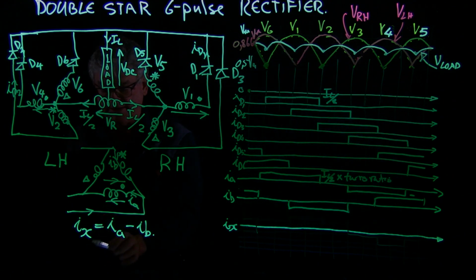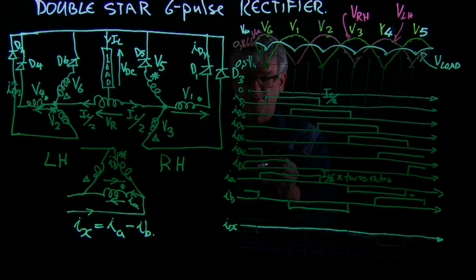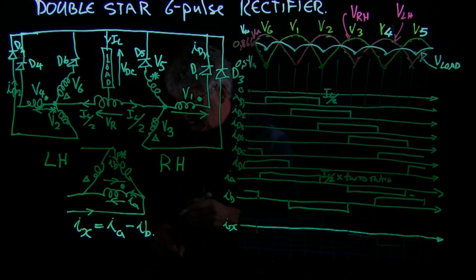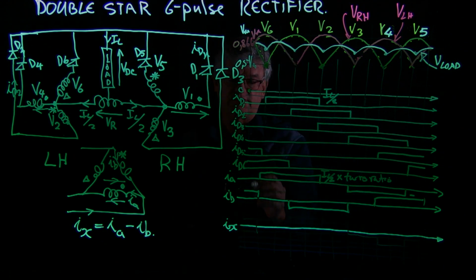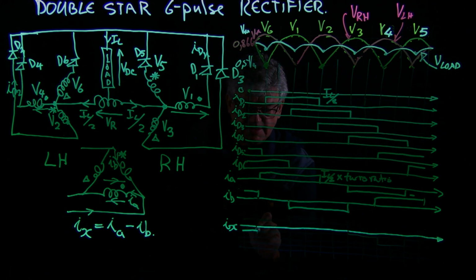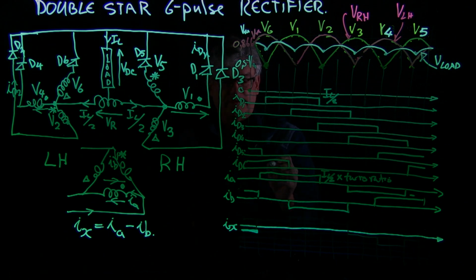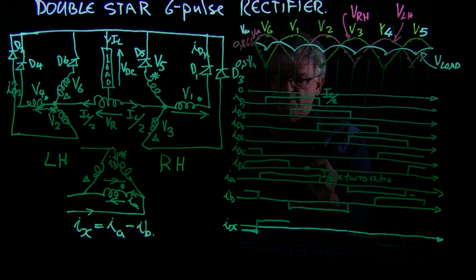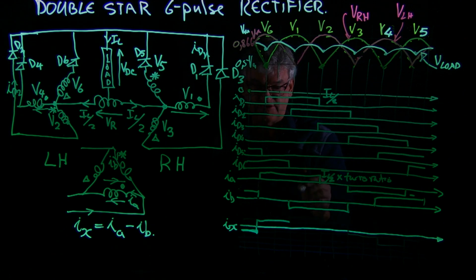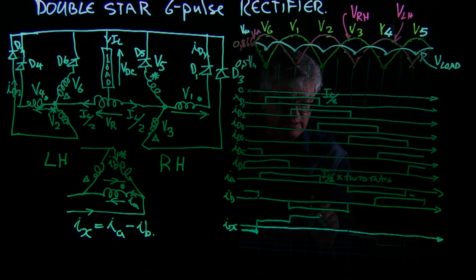When we come here to IX, the line current, we see that it is IA minus IB. So all we now have to do is go and logically do that subtraction. 0 minus IL over 2 times the turns ratio is minus that value. And then here we have IL over 2 minus 0, so it will be the positive of that same value up to there. And here we have IL over 2 times the turns ratio minus IL over 2 times the turns ratio, which will give us 2 times that.